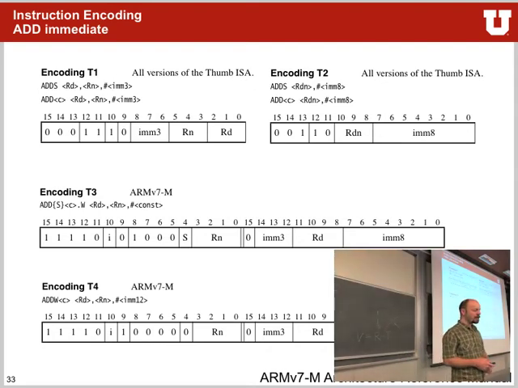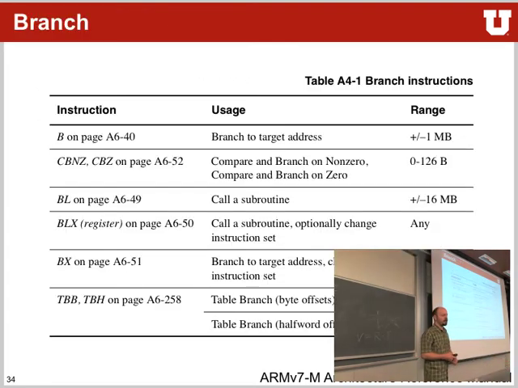So add is only one of the functions that's possible in the ISA. There are a lot of different ones. One of them is branch instructions. Branch instructions will basically set the program counter to a certain memory location. And there are a lot of different branches that you can do. Some of them can only jump a certain memory limit.